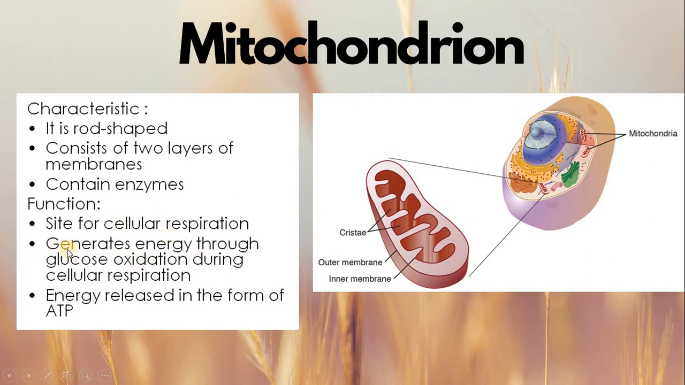So if in the exam the question asks what is the function of the mitochondrion, you can write generate energy. That's all. Or produce energy. Or as a site for cellular respiration.